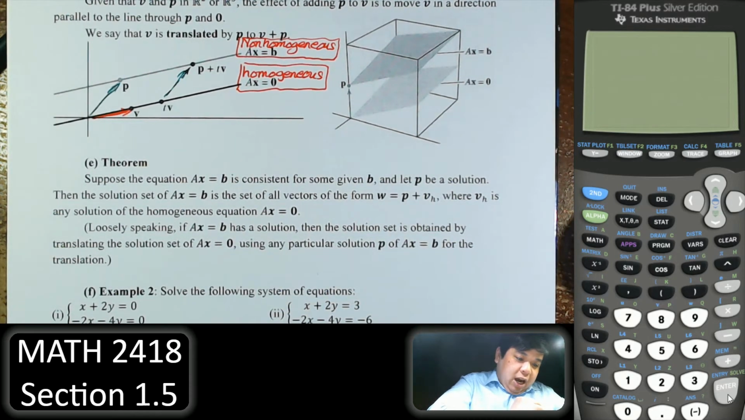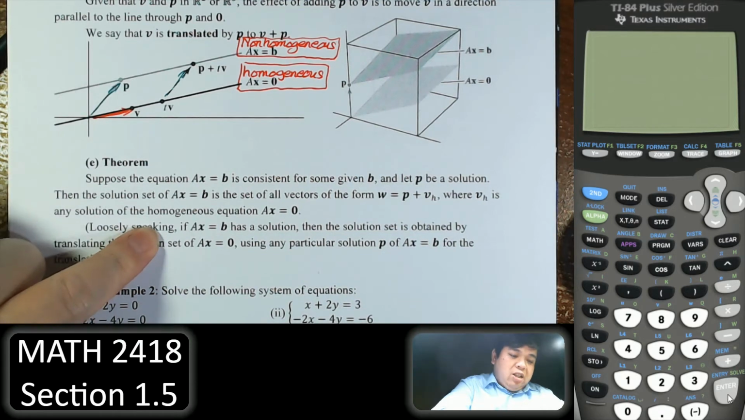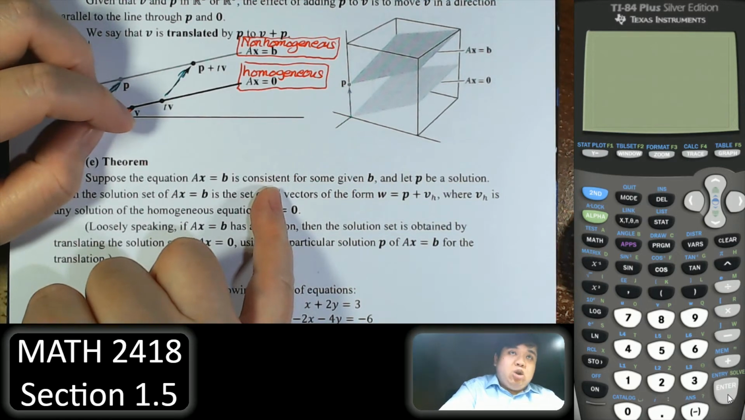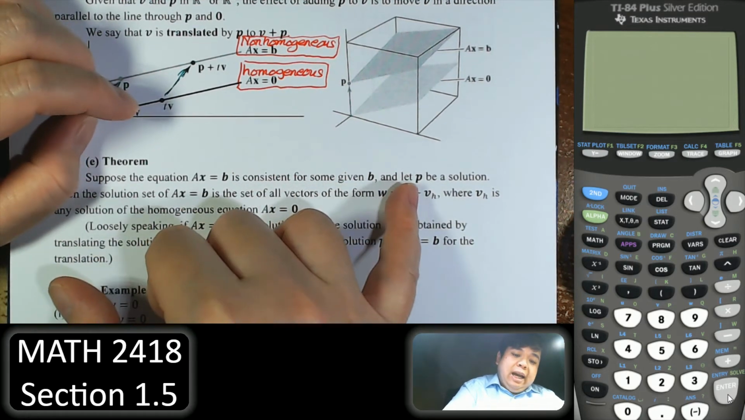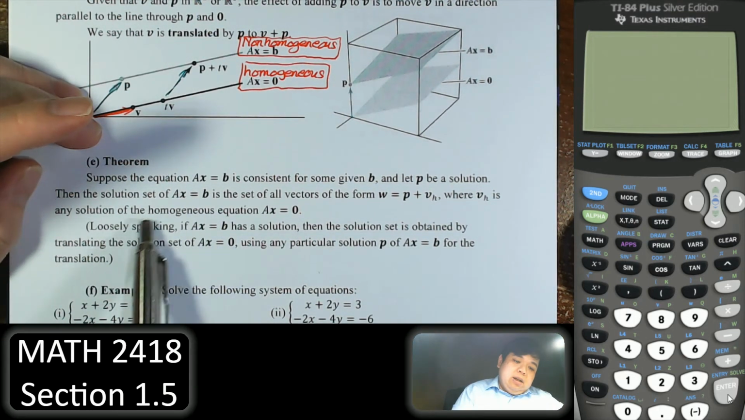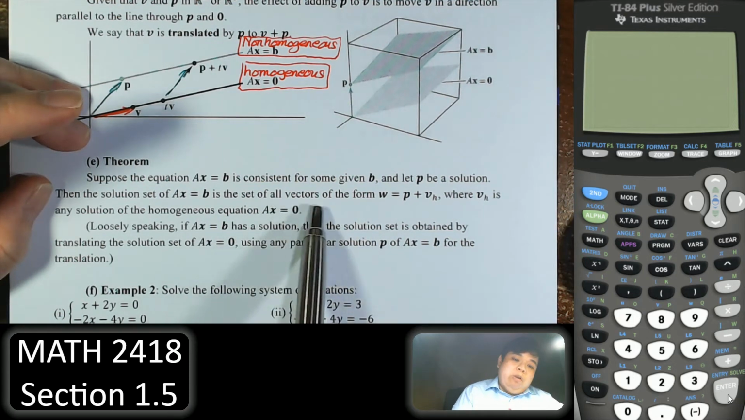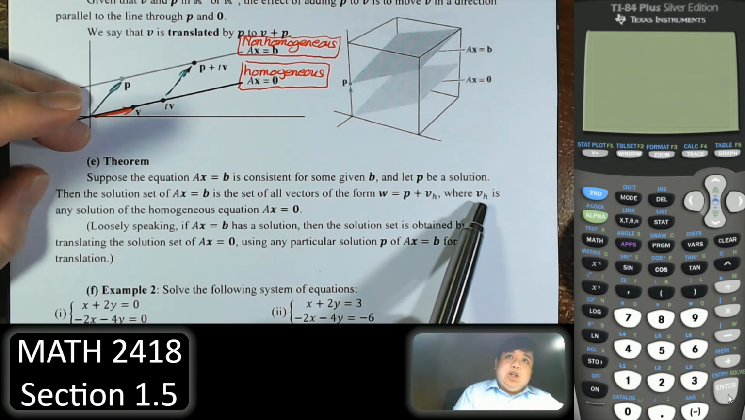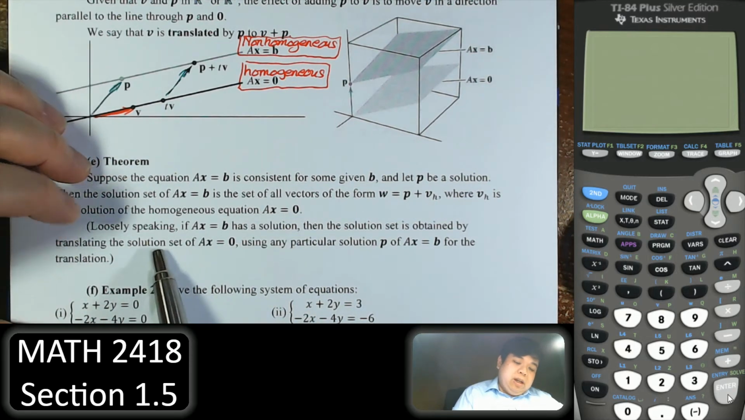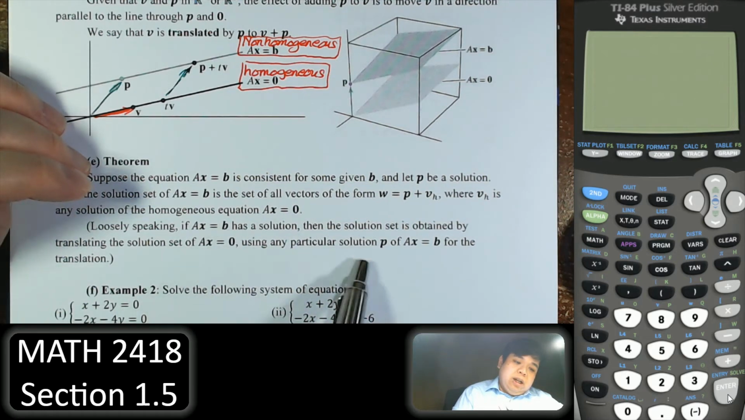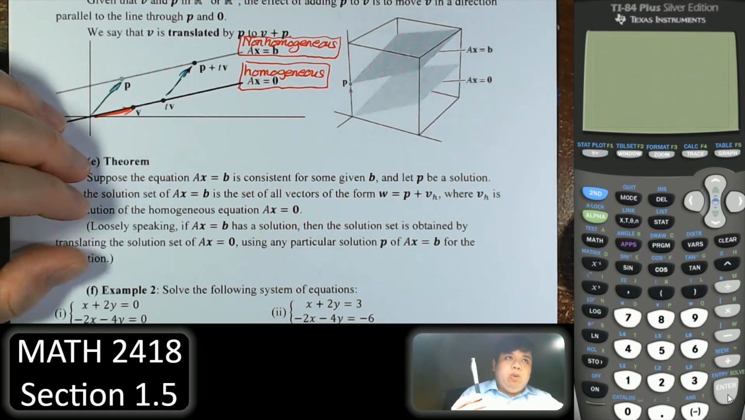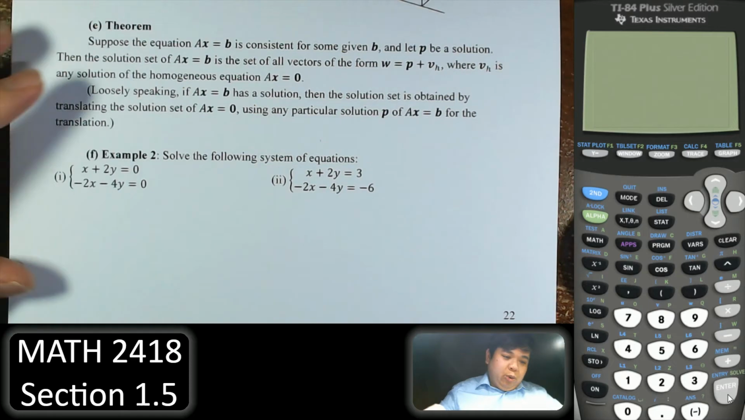Right, more theorem, and that's more or less the same as what we had earlier. Suppose the equation is consistent, that means it has a solution for some given B, and let P be the solution. Then the solution set of AX equals B is the set of all vectors of the form P plus V sub H, where V sub H is a solution of the homogeneous system AX equal to 0. Loosely speaking, if this has a solution, then the solution set is obtained by translating by the vector P. We'll see. Now let's look at these two examples.